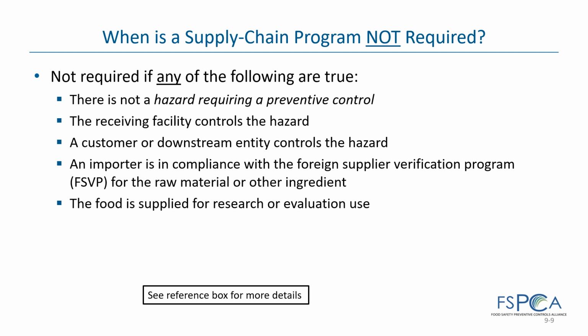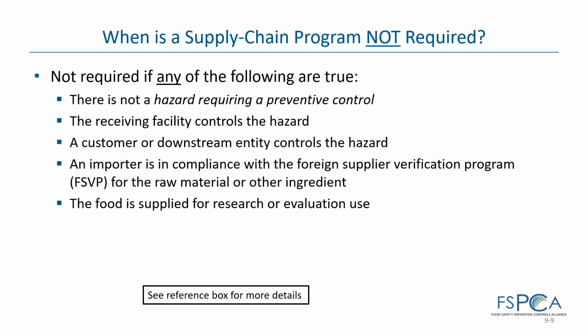Okay, so this is a weird piece of the regulation, but I think it gives some flexibility to people that are manufacturing raw dog food or raw pet food, or those rendering facilities that just can't sell product as salmonella free. So there is a piece of the regulation that says you can have the customer control that hazard for you. Okay. An importer is in compliance with the Foreign Supplier Verification Program.